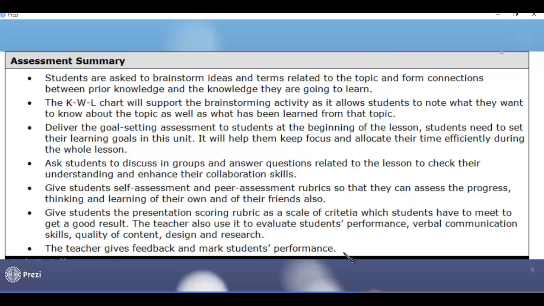During the lesson, students are asked to discuss and work in groups to enhance their collaboration skills. The self-assessment and peer assessment rubrics will help students to assess the progress, thinking, and learning of their own and of their friends also. The presentation scoring rubric will act as a scale of criteria which students have to meet to get a good result. And finally, the teacher will give feedback and mark student performance.